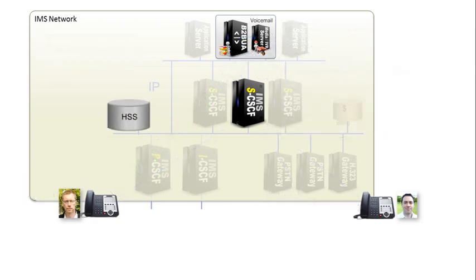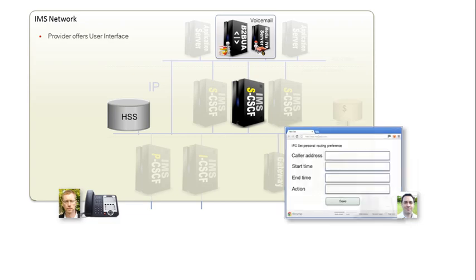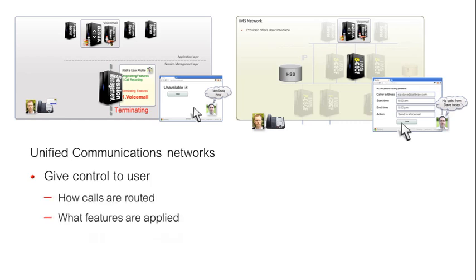It might even be that the provider offers an interface to the user's IFCs, allowing him to set his own feature routing rules. Rules like, for example, if a call comes in from sipdave@calibre.com between 8 in the morning and 5 in the evening, then automatically send to immediate voicemail. Modern unified communications networks such as these give control to the user regarding how his calls are routed and what features are applied and when.